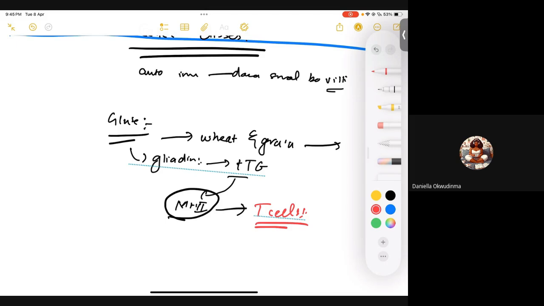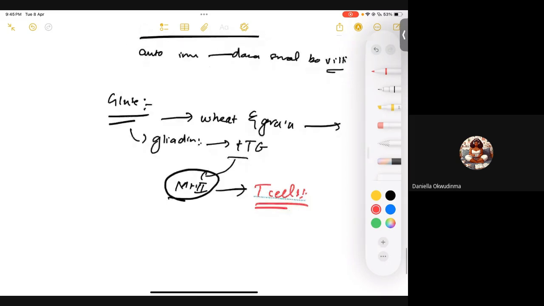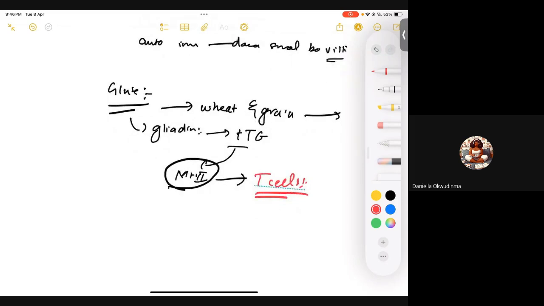Let me just repeat it again. In an individual having celiac disease, if they consume gluten, what happens? Gliadin is the most pathogenic component. TTG deaminates it, and as a result, there is presentation to MHC class 2, and as a result of that, an inflammatory response of T cells, which is going to be the culprit here. This is going to cause destruction of your villi, which is going to cause problems.